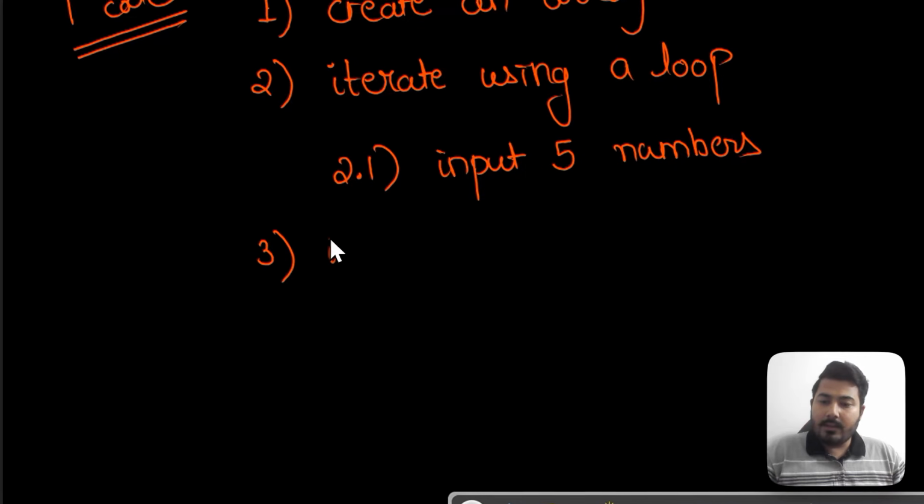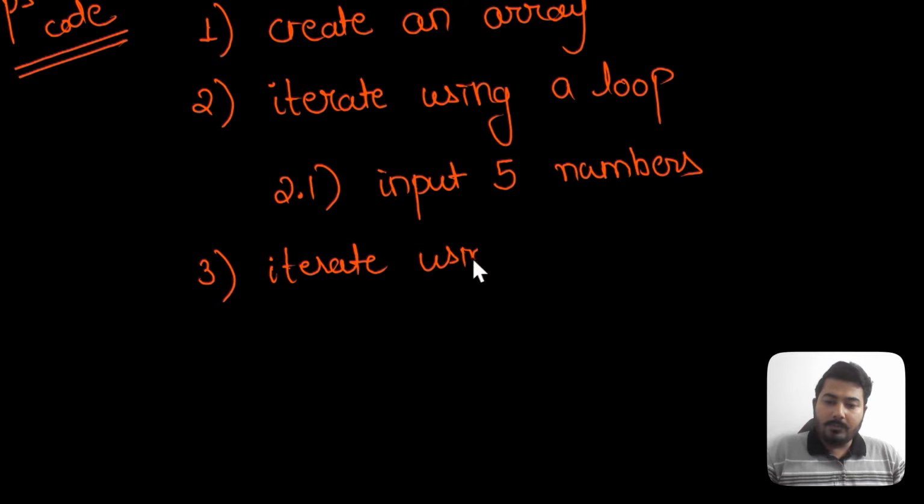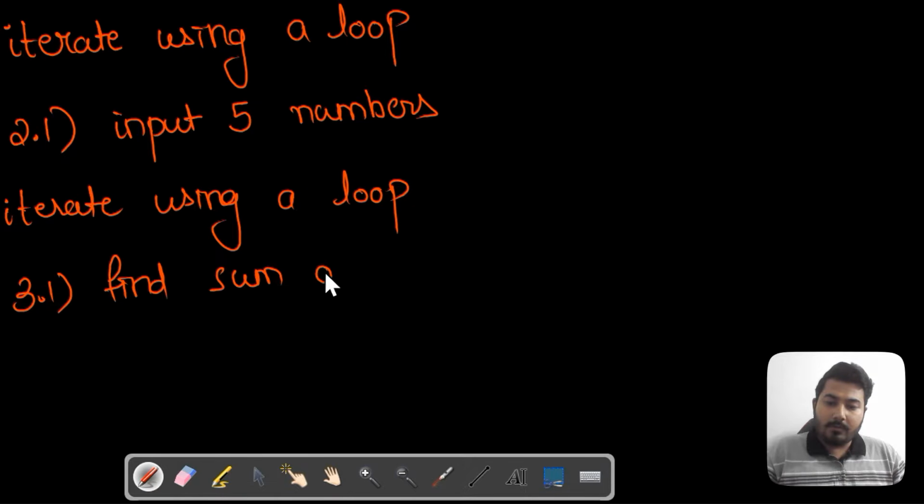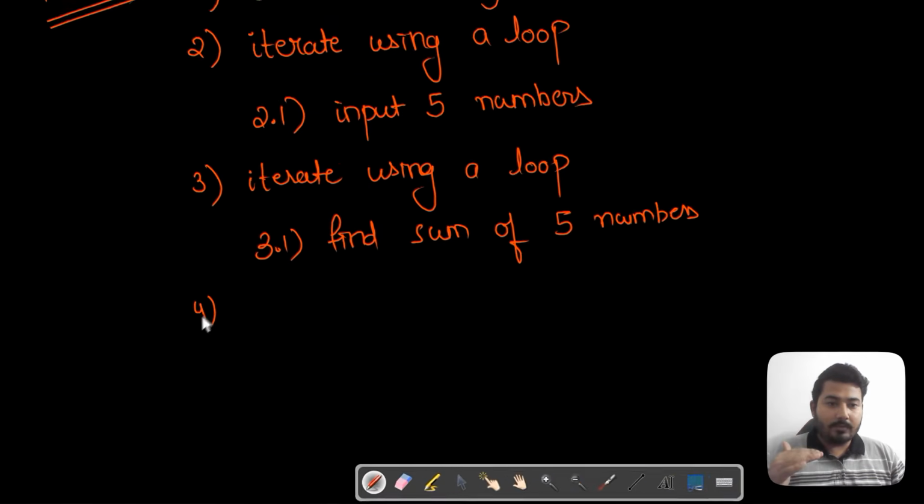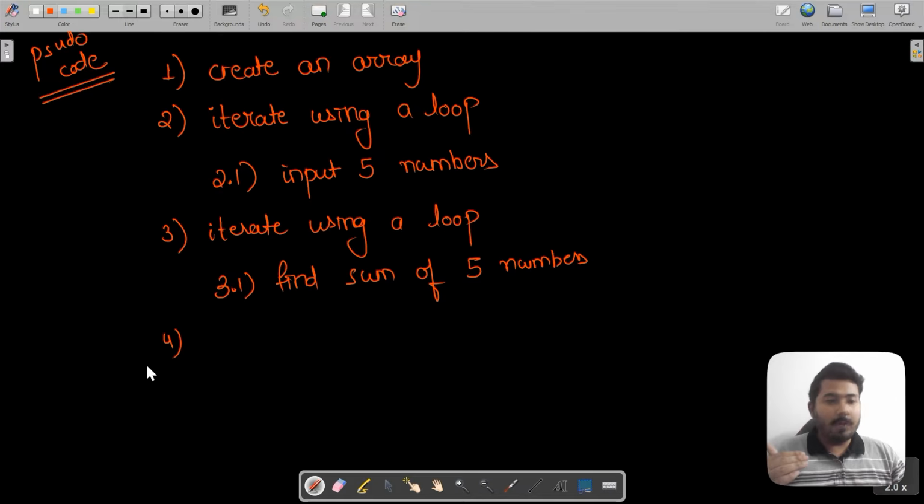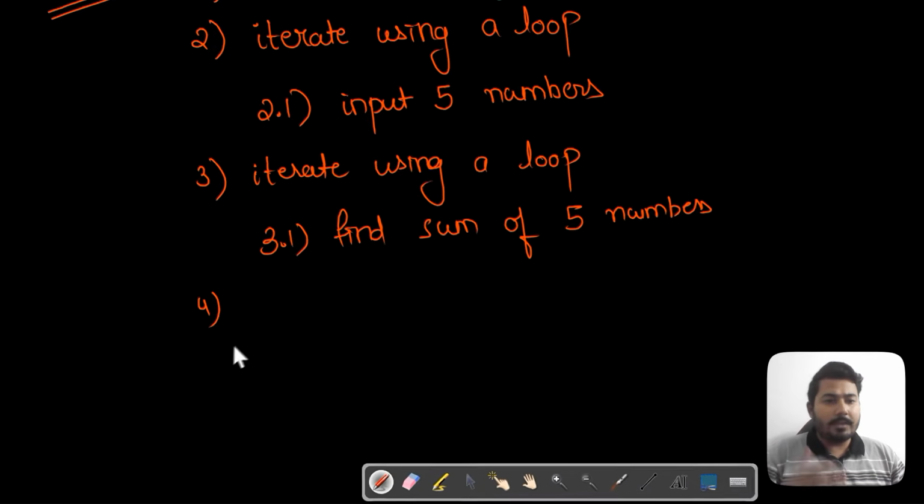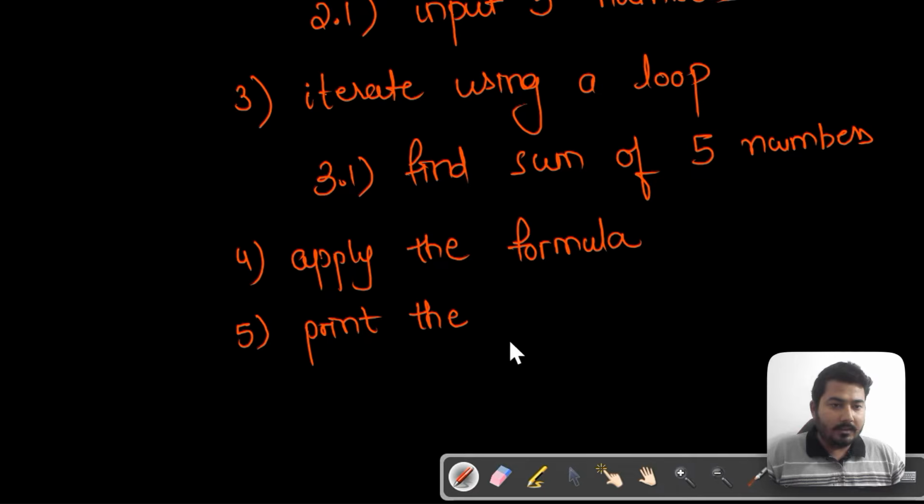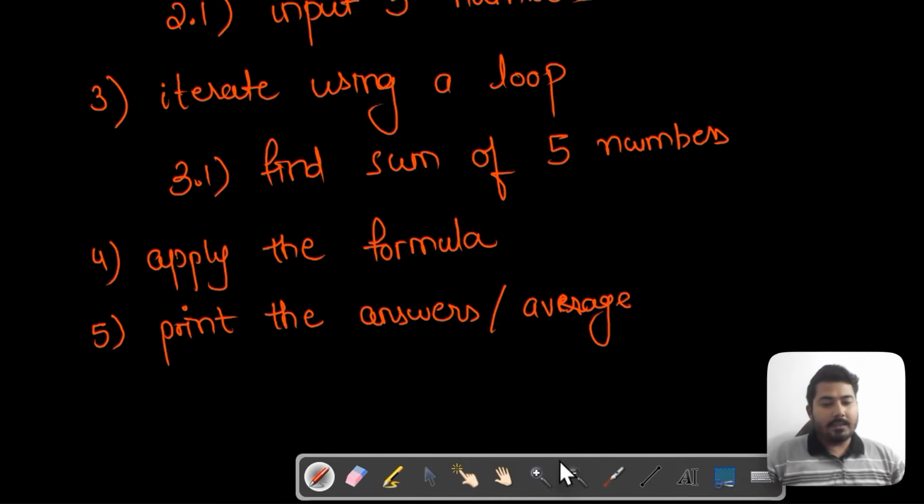So you again have to iterate using a loop, and inside that loop you have to find the sum of the five numbers. Outside the loop, now you have done the process. You're coming outside the loop. Now you simply apply the formula, and at the end you can simply print the answer, or you can return the answer, whatever you find. As simple as that.